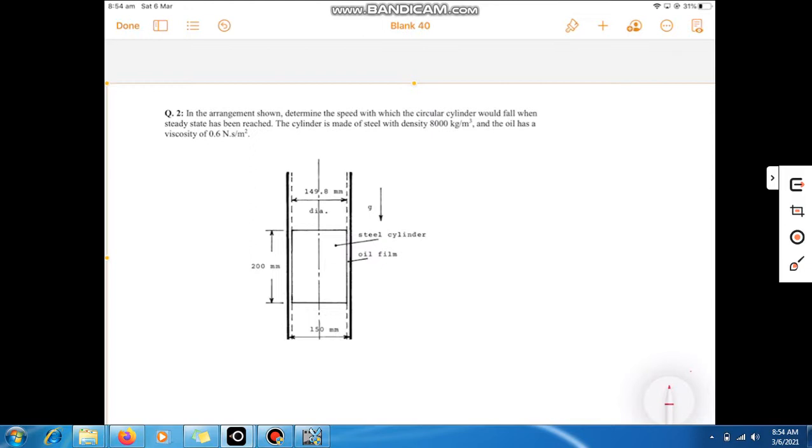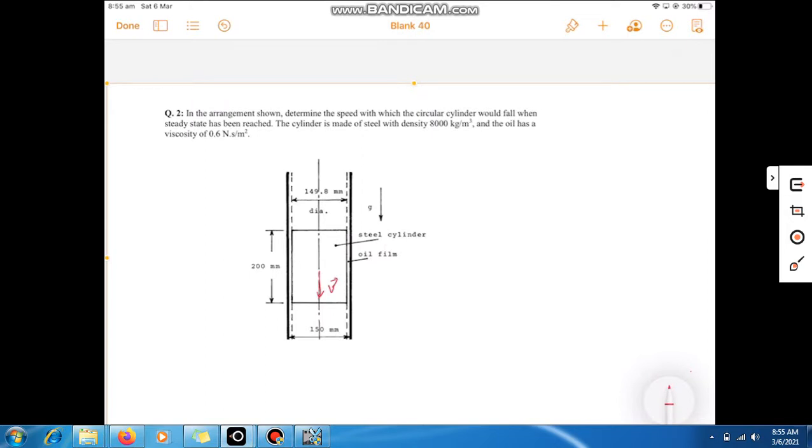Question 2, tutorial 2. In the arrangement shown, determine the speed at which the circular cylinder would fall when steady state has been reached. The cylinder is made of steel with a density of 8,000 kg per meter cube, and the oil has a viscosity of 0.6 Newton second per meter square. Okay, so it's a cylinder pulled down with a constant velocity v.